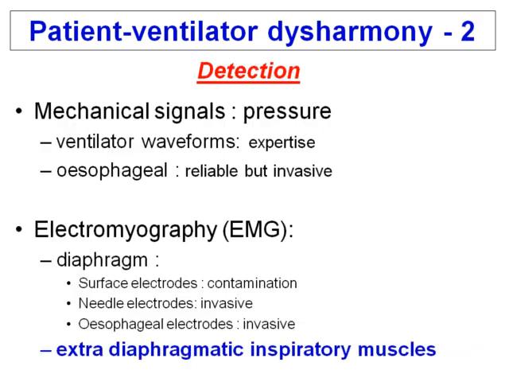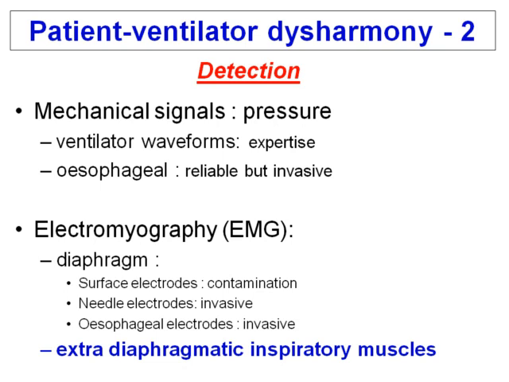pressure and flow waveforms. To date, we can detect patient-ventilator disharmony with the analysis of mechanical signals like pressure, the pressure of the ventilator on the ventilator waveform, but the detection needs expertise. It could be the detection by esophageal pressure, which is reliable but invasive. So there is another possibility, which is to use electromyography. Diaphragm electromyography is known to be reliable, but surface electrodes, needle electrodes or esophageal electrodes are invasive. So maybe there is an alternative.